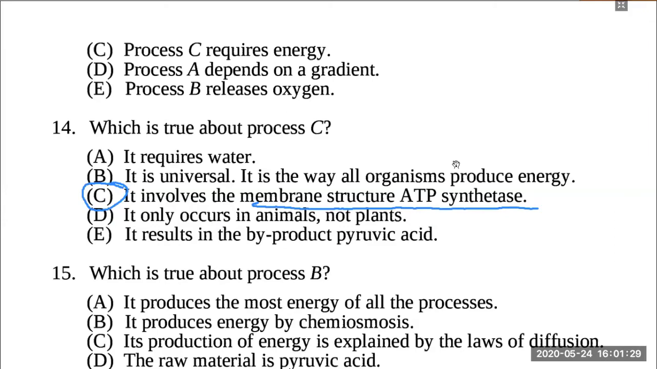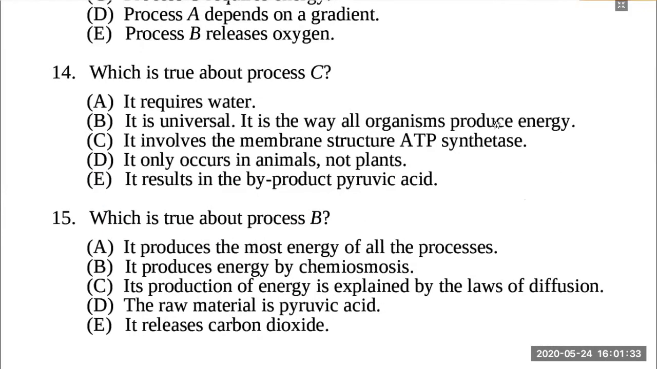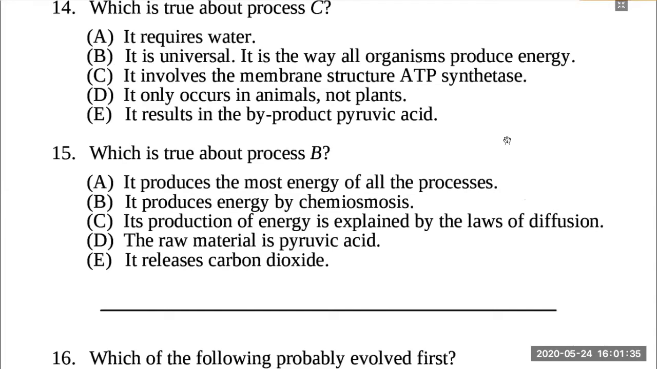Now let us move to question 15. Which is true about process B? Process B, as we know, is the Krebs cycle, or we can say it is citric acid cycle. It produces most of the energy of all of the processes. This is not true. Most of the energy of the process will be produced during electron transport chain.